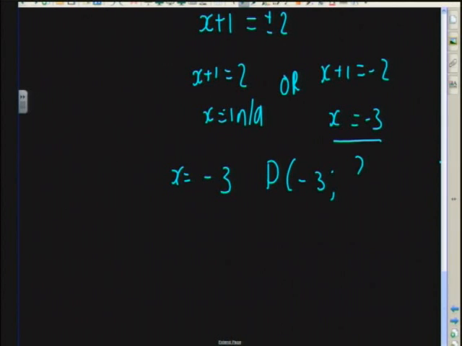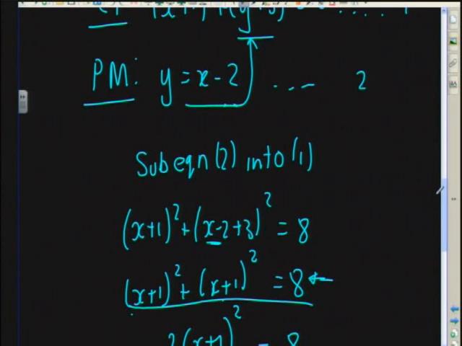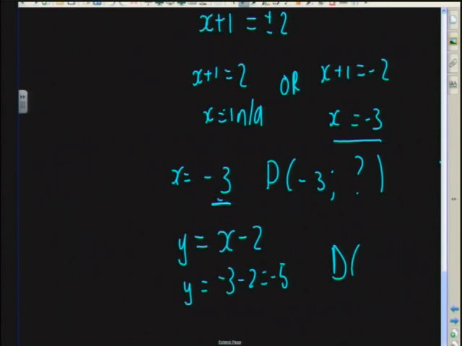We still need to work out the y value. So all we're going to do is take that x value and substitute it either back into the equation for the circle, which is slightly more complicated, or you can put it straight into the equation of the straight line. Because remember, when two graphs intersect, all the points are exactly the same. So you can put it into either the circle or the straight line. You'll get the same answer. So we've got y = x - 2. Substituting x = -3, we get y = -5. So therefore, D is the point (-3, -5).